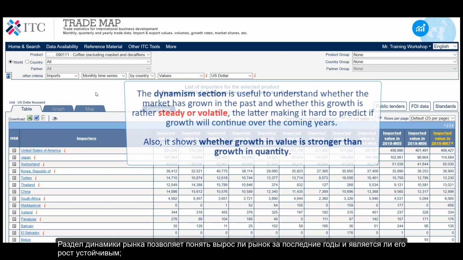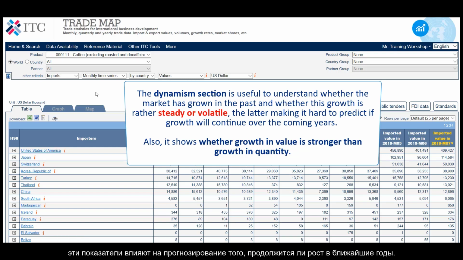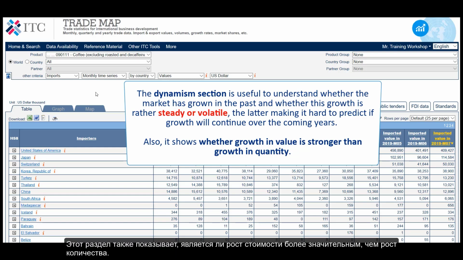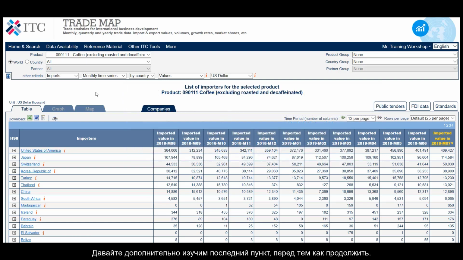The dynamism section is useful to understand whether the market has grown in the past and whether this growth is rather steady or volatile, the latter making it hard to predict if growth will continue over the coming years. Also, it shows whether growth in value is stronger than growth in quantity. This last point should be explored in more detail before we go any further.